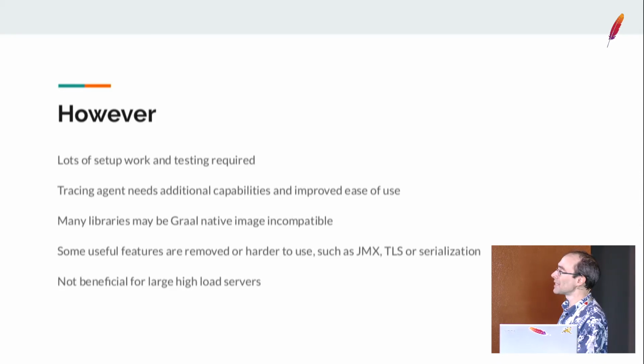And it might not be that beneficial if you have a large high-load server, like a server with 100 web apps. I don't think you want to go through that process. And also the startup time benefit will still be there, but if you actually bench the Graal native image, the memory use will swell and eventually be just as big as the HotSpot one. So you won't get any memory benefit in the long run.